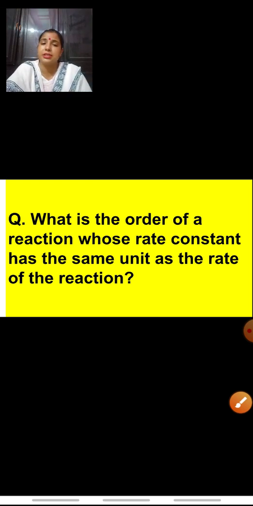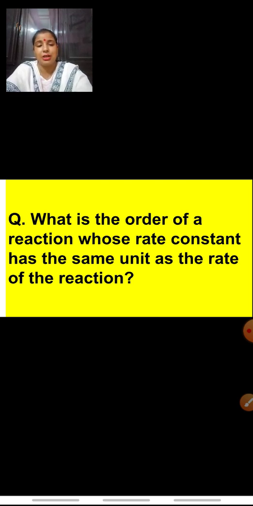Another question is there for you. You have to do the question yourself in your fair notebook, and soon we'll be checking your fair notebooks also. I'll read out the question for you. What is the order of a reaction whose rate constant has the same unit as the rate of the reaction? You have to find out the order of reaction if the rate constant as well as the rate of the reaction has the same unit. It will be 0. You write down the units of the rate constant as well as the rate of reaction, and find out what it should be.